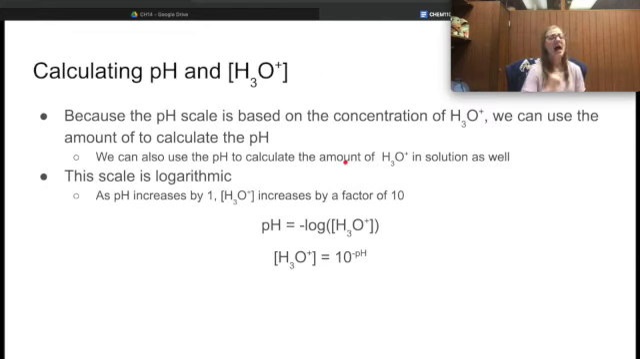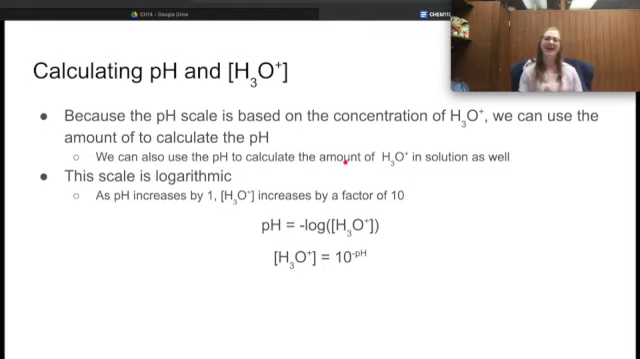So, as I mentioned before, as we're introducing ourselves to the pH scale and calculating pH, that pH scale is based on the concentration of H3O+, so we can use the amount of H3O+ to calculate the pH. Again, we can also go backwards and use the pH to calculate the concentration of H3O+ in solution.